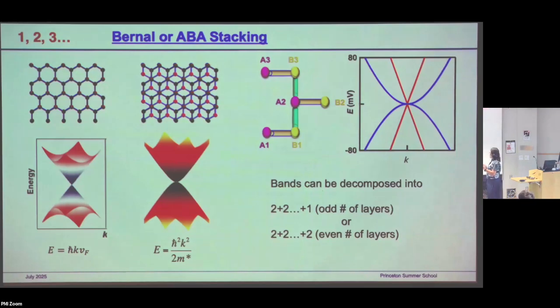If you have an even number of layers, then you have 2 plus 2 plus 2. For example, in 4 layers, you can decompose into 2 bilayer-like bands. So this is ABA stacking.